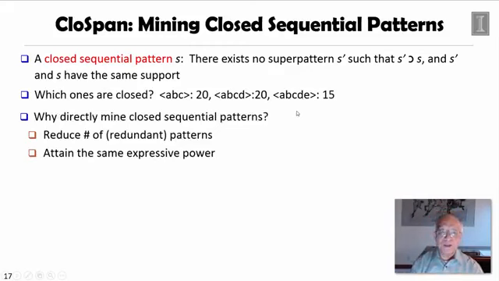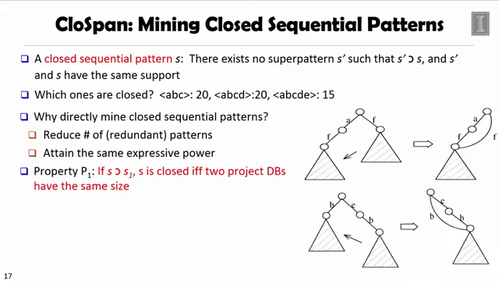So there are two ways to mine closed sequential patterns. One way is you first mine all the sequential patterns, then you find out which ones are closed. For example, you can knock ABC down, then you get a set of closed sequential patterns. But this is not very efficient. What we want is to directly mine closed sequential patterns. This will reduce the number of redundant patterns generated in the middle, but it will attain the same expressive power because it's a lossless compression.